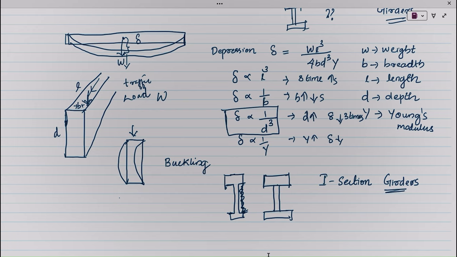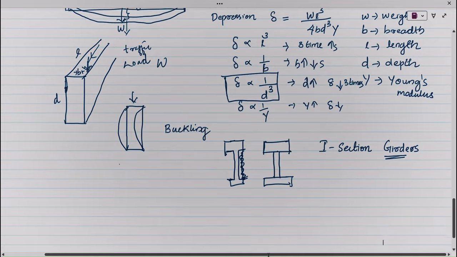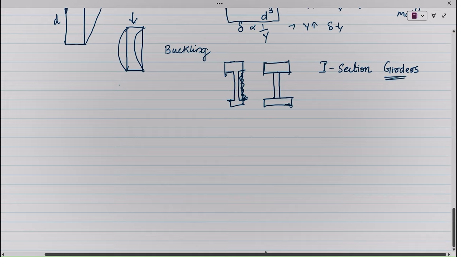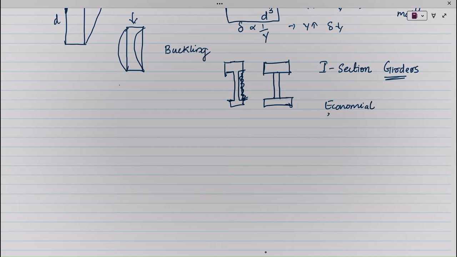Okay, we are using these in many constructions. Because of this, we have material efficiency. It is cost economical, and it has strength. When Y increases, depth delta decreases. So construction materials should have a good Young's modulus. So these are the main features of the I section girders.